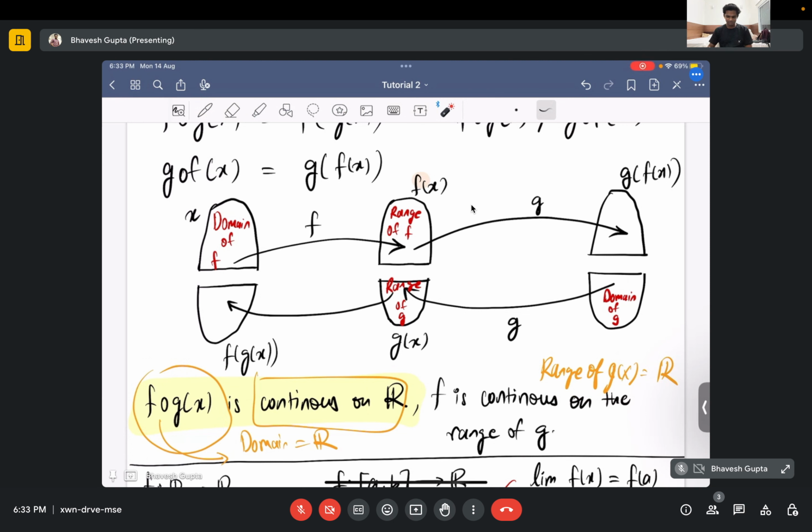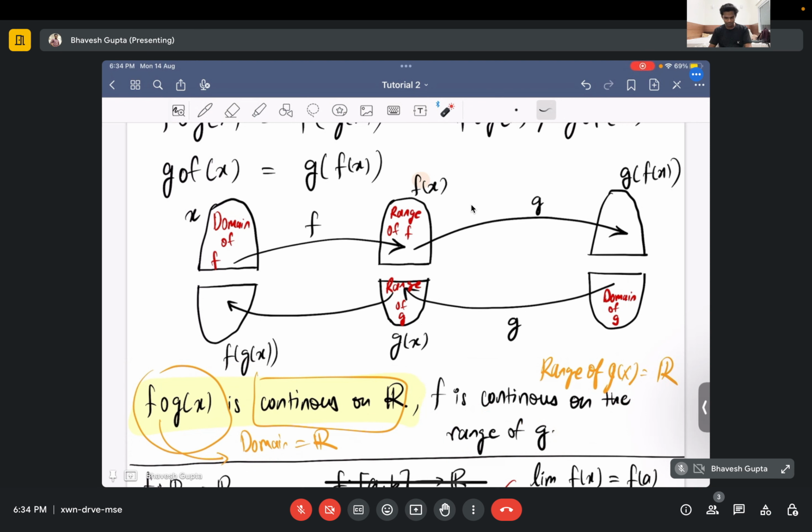So this is important because earlier I had the information about the composition function, but I didn't have any information about the individual functions, whether g is continuous, f is continuous. So from this statement, I'm able to conclude that the function f is continuous, but in the range of g.